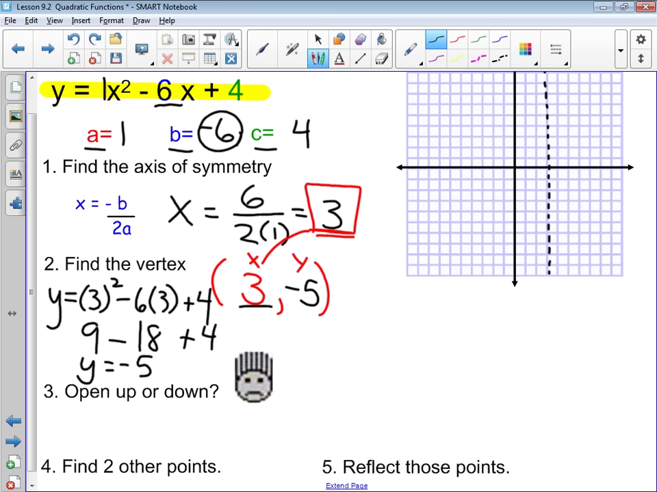Now I can put that point on my graph. I'm going to go over 3, 1, 2, 3, and down 5: 1, 2, 3, 4, 5. There's my vertex.